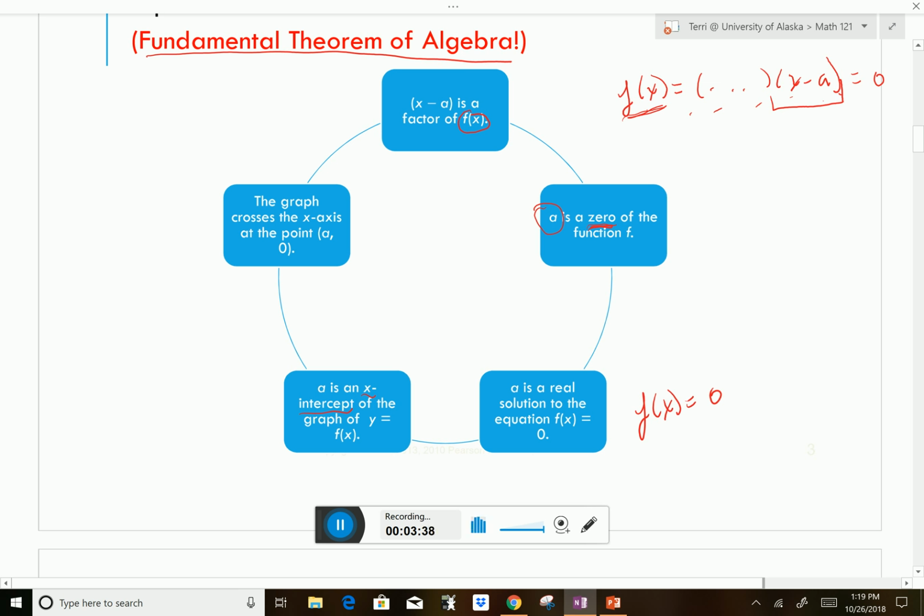And the graph crosses the x-axis at the point a, 0. Okay, all of these things mean exactly the same thing. And this is what the fundamental theorem of algebra tells us. And we understand that because it means that x minus a equals 0, so x equals a. So when f of x equals 0, x equals a. This is all meaning the exact same thing.